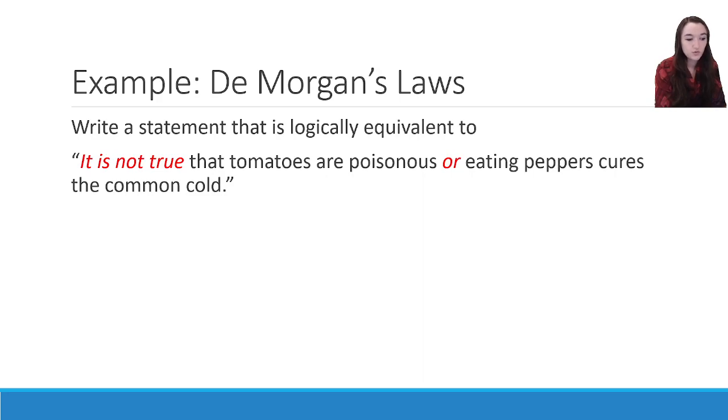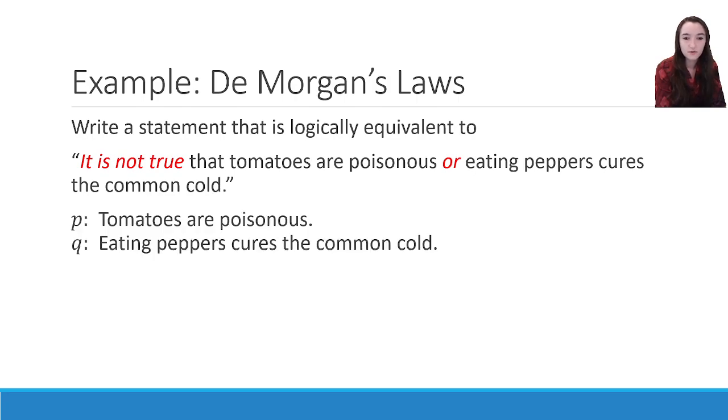So, if we wanted to write a statement that is logically equivalent to, "It is not true that tomatoes are poisonous or eating peppers cures the common cold," we would start by identifying what are P and Q. So P is tomatoes are poisonous, Q is eating peppers cures the common cold. This statement has our negation out front and an or statement, so it's a negation of P or Q.